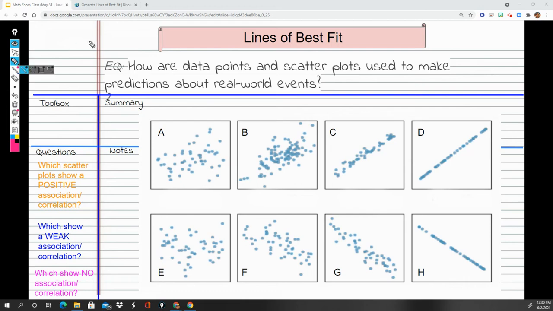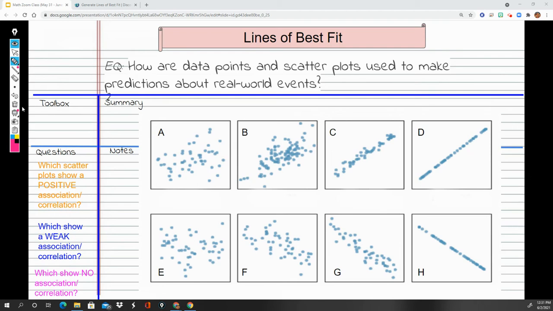Some other questions like, do we know which ones show a negative association? So negative is that downward. For sure is H. For sure is G. And pretty sure F. E's probably not. So those are probably your negative associations.